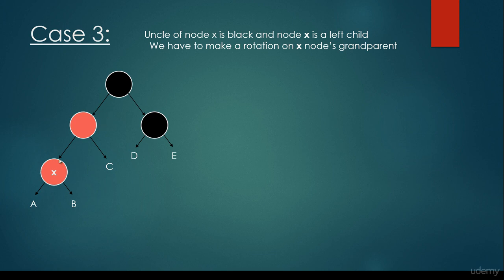We have already been discussing the case 1. For the case 1, we just have to make some recoloring. For the case 2, we have to make a simple right rotation and left rotation on the node X's parent. In this case, the case 3, we have to make a simple right rotation on the node X's grandparent. So this is the grandparent, we have to rotate it to the right in this case.